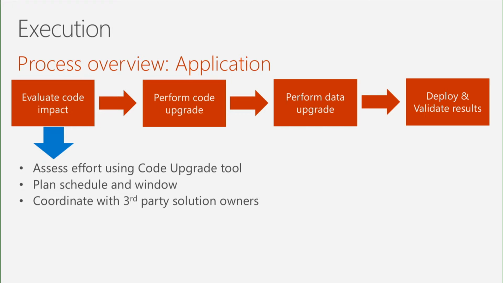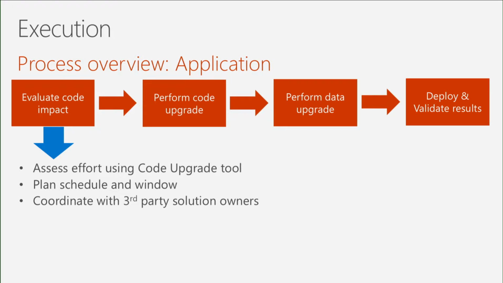In AX7, the easiest way to do that is to use the code upgrade tool. I'll show a bit in the following slide, so I won't go into too much detail, but essentially you can run this tool, and it will give you an idea of how many conflicts there are that need manual resolution for that build that you're trying to take.